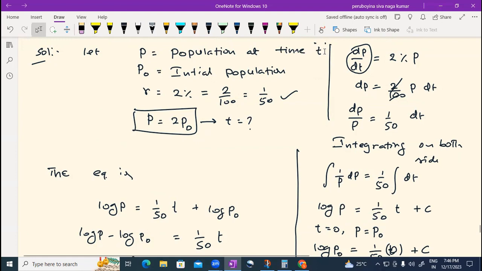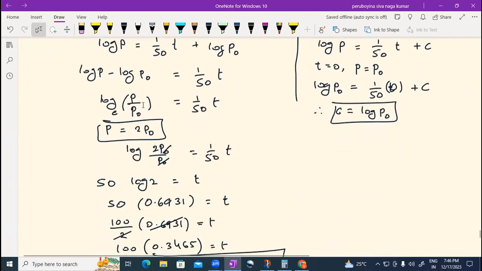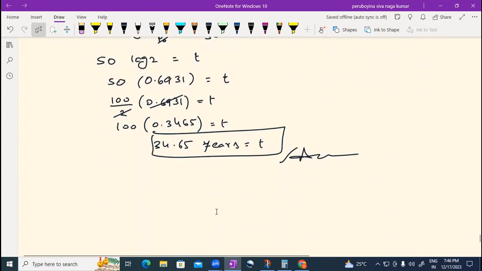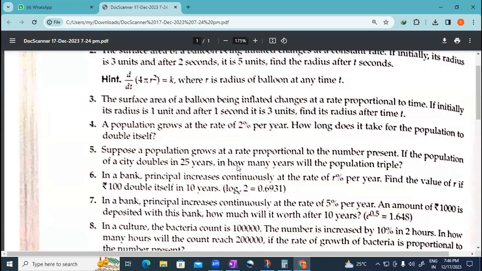So at a particular time t, the population will be indicated with p. And after that particular time t, the population should be double the initial population, so 2p naught. That's why I'm substituting here in this place the p value with 2p naught, after getting this constant c. Okay, understood? Yes, sir.